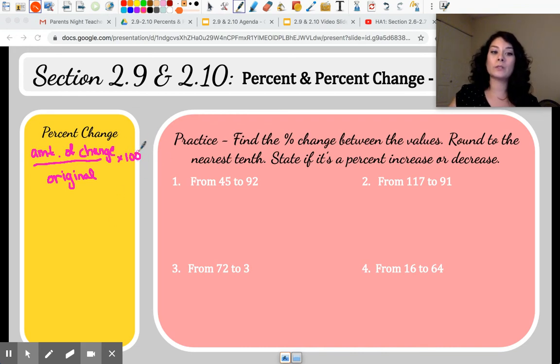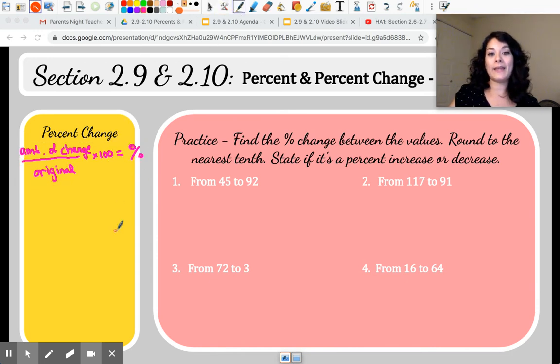Okay, and of course, since this is solving for a percent, we want to make sure that when we get an answer here, we're putting the percent symbol in that number. And to find the amount of change, you just subtract. You subtract the smaller number from the larger number. We always want to subtract so that we get a positive. And there's 2 types of percent change that you could get. You could have a percent increase.